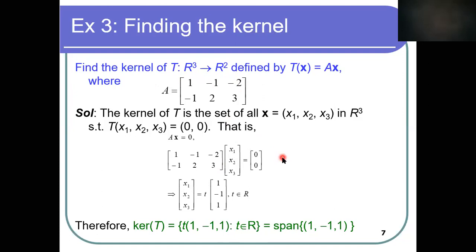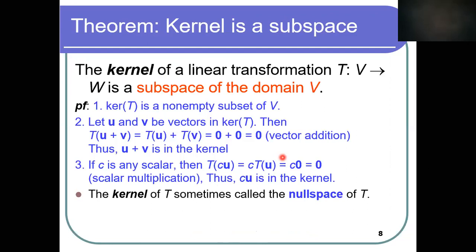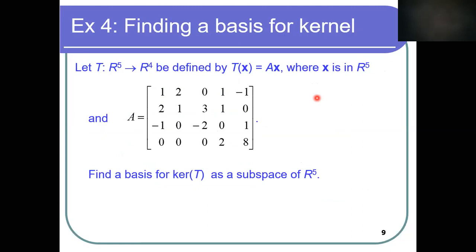As I told you, the kernel of transformation is a subspace of the domain V. If T is a transformation from V to W, the kernel of transformation is always a subspace of the domain. It is a subset of the domain V. I won't go into the proof of this theorem. So let us find the basis for the kernel of the transformation.